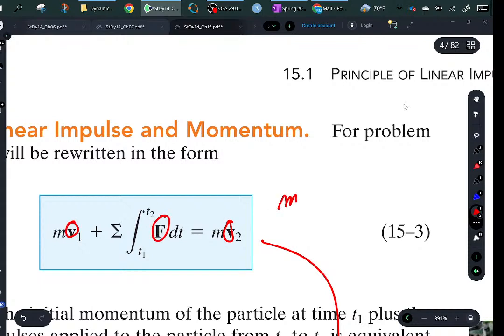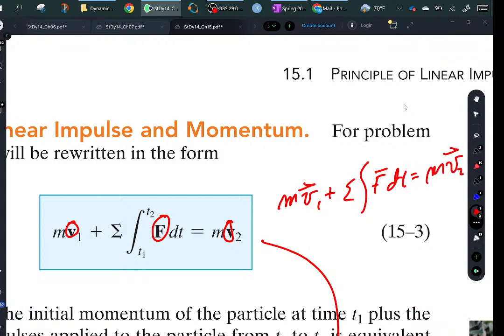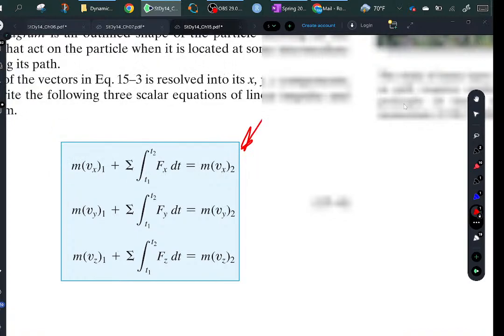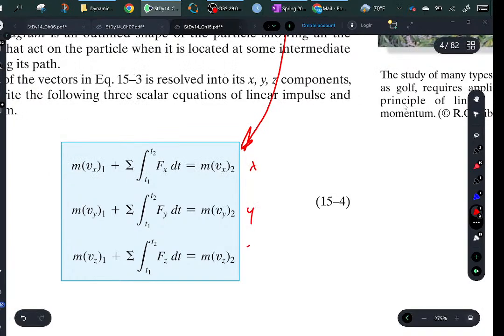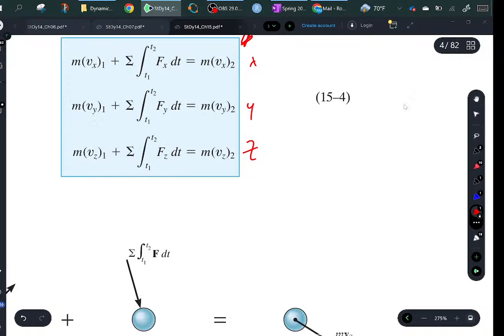So we may write m this way, plus the integral of F dt, I'm just rewriting the same thing, where that's a vector. So these are vectors, meaning that you actually have three components. The x component, the y component, and the z component have to be satisfied in all.